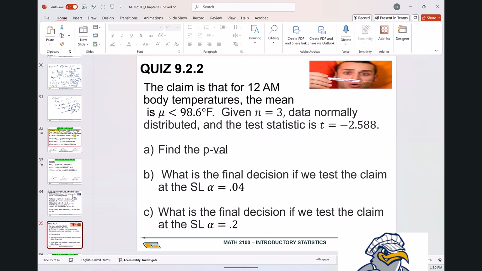And again, in order to find the p-value correctly and have the process make sense, you have to state the problem correctly. So first things first. The testing we care about here is the testing for the mean, and the claim here is that mu is less than 98.6.